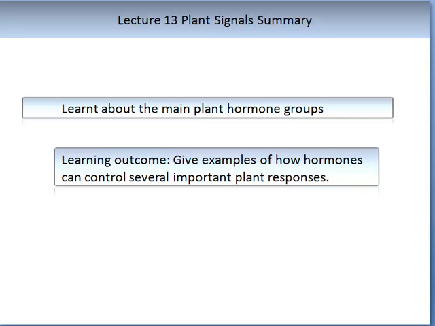That brings us to the end of the topic on plant signals and plant hormones. In summary, you will have now watched 3 lectures, watched a number of video resources, and read several chapters in the recommended textbook. You will have learnt about the main plant hormone groups and some important mechanisms, how plant hormones can control these mechanisms, and therefore a plant's response to a typical environment or climate.